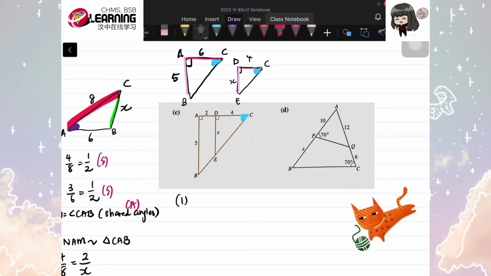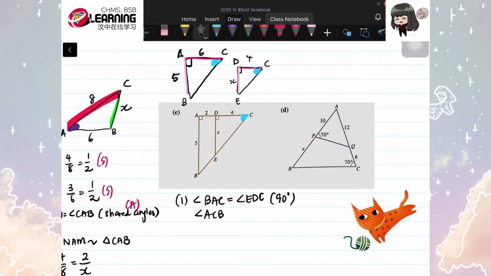Okay, so now part 1. Angle. We mention all the 3 angles are the same. So the first one, let's mention the 90 degrees first, the easiest one to mention. Angle BAC equals angle EDC, because they are given 90 degrees.